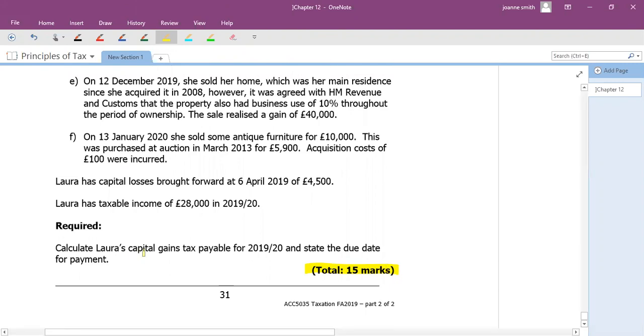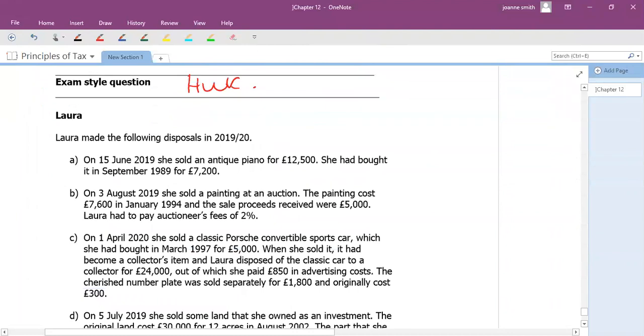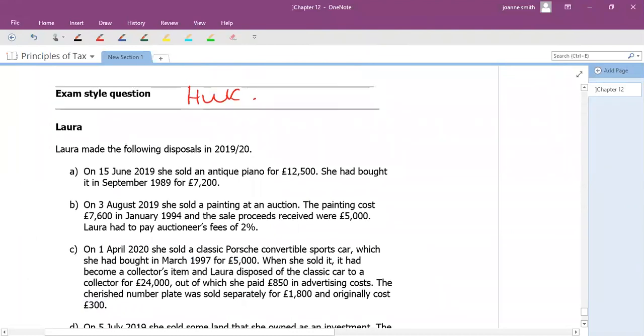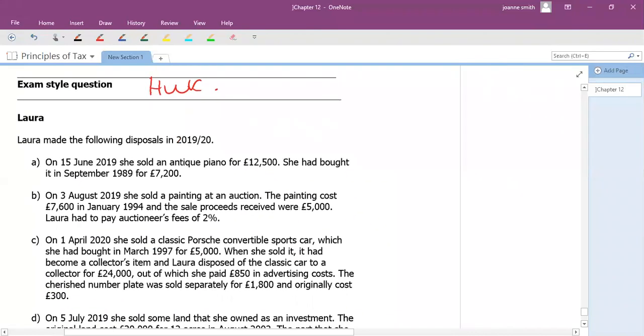What we'll be asking you to do is to calculate a person's capital gains tax and state the due date for payment. We've got a number of scenarios for this person, and for each one you've got to work out whether there's a gain and what you're going to do with it. If we start at the top, we've got an antique piano. An antique piano is an example of a chattel, tangible movable property. So you've got to think about what your chattel rules are.